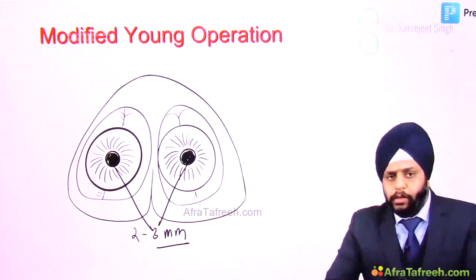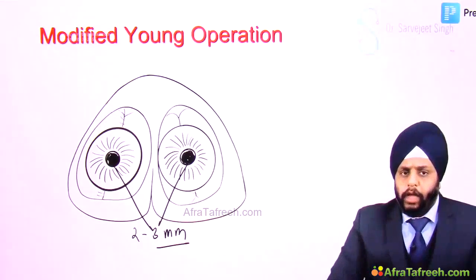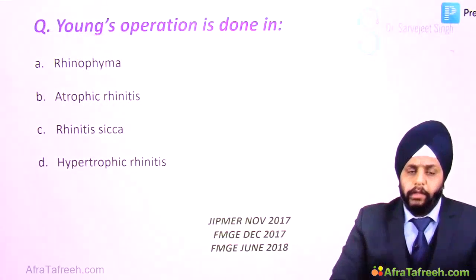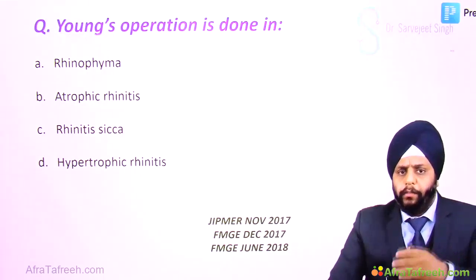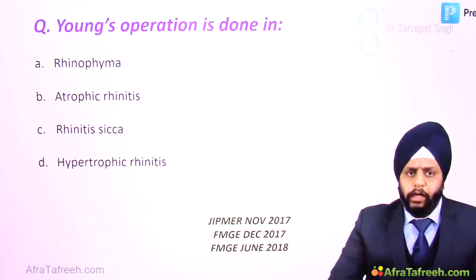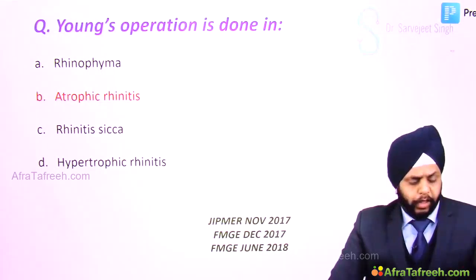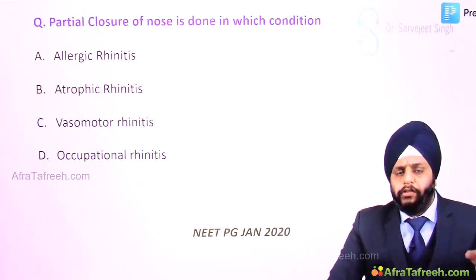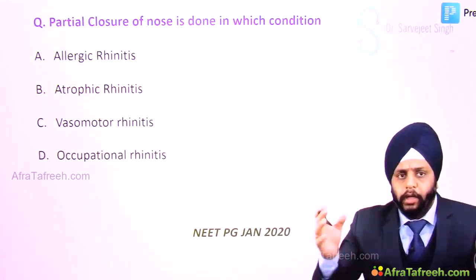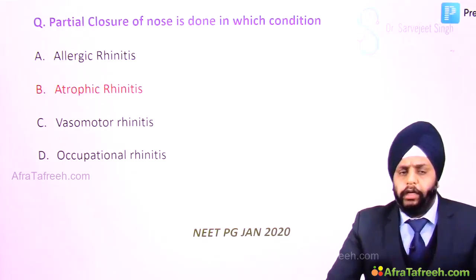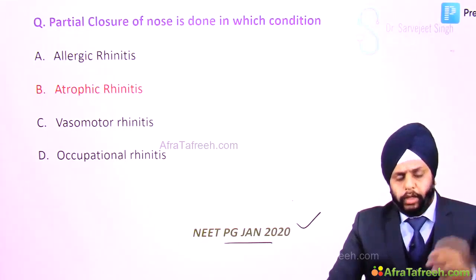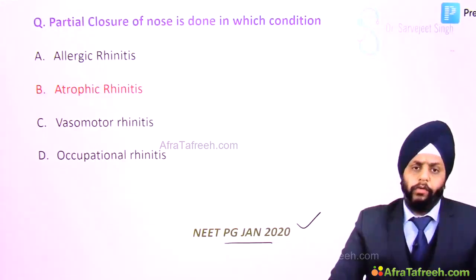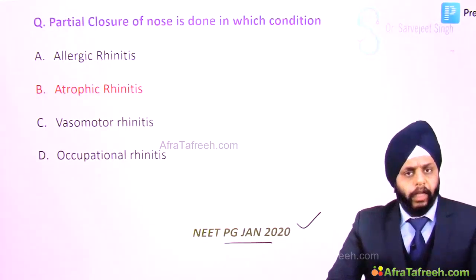So before I go to the non-surgical treatments, let's discuss MCQs. Young's operation is done in. Now this question was asked in December FMG, June FMG, and JIPMER November 17. So, Young's operation is done in: the answer is atrophic rhinitis. Straightforward question. Next question. Partial closure of nose is done in which condition? Again, the straightforward answer is atrophic rhinitis, and this is a recent question asked in NEET PG January 2020. So you can see that this question is a favorite question of examiners. It is being repeated multiple times.